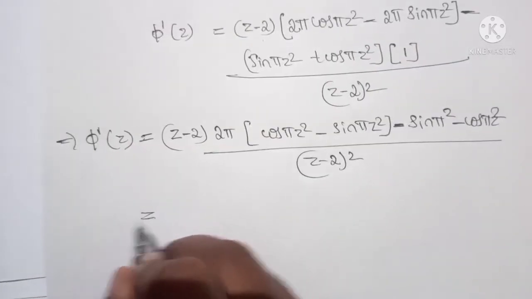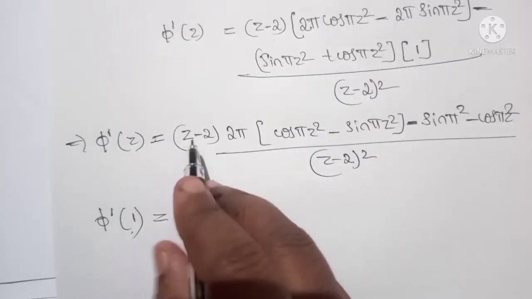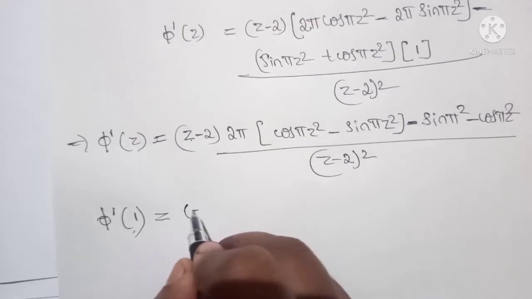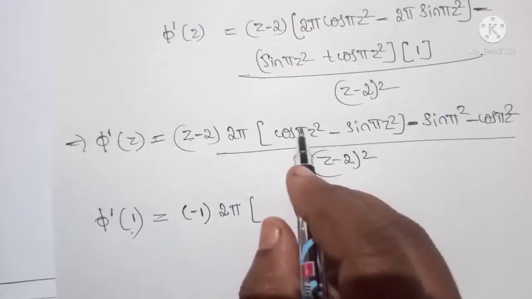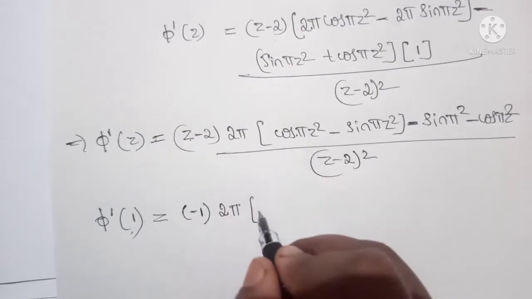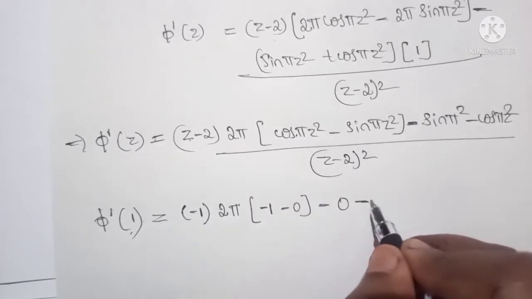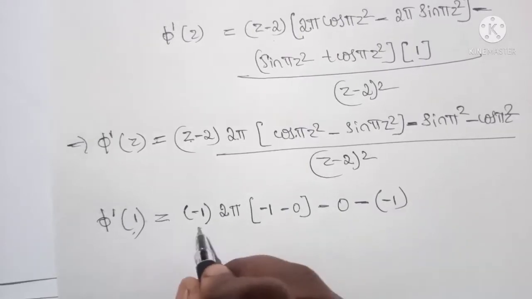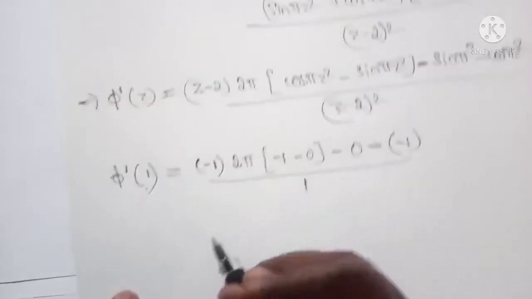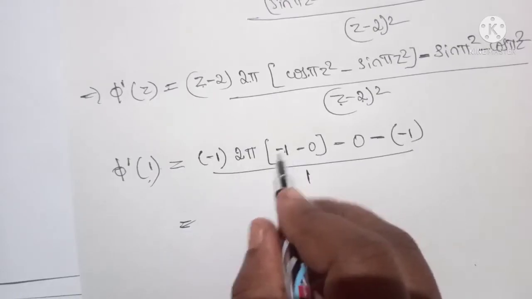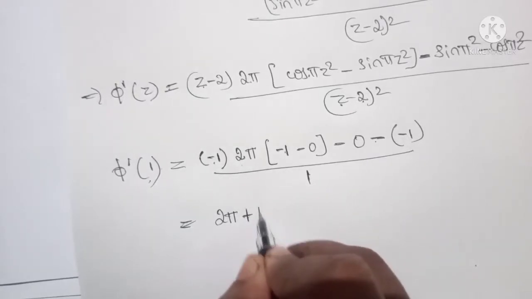Okay, so now substituting z equals 1, because we are finding the pole at 1, we get 1 minus 2, which equals minus 1. 2 pi as it is, cos of pi is equal to minus 1, sin of pi is equal to 0, minus 0, minus into minus, so we write here minus 1, divided by 1 minus 2, which gives minus 1 square, which equals 1 only. So simplifying, we get minus into minus plus 2 pi, minus into minus plus 1. So it is 2 pi plus 1.